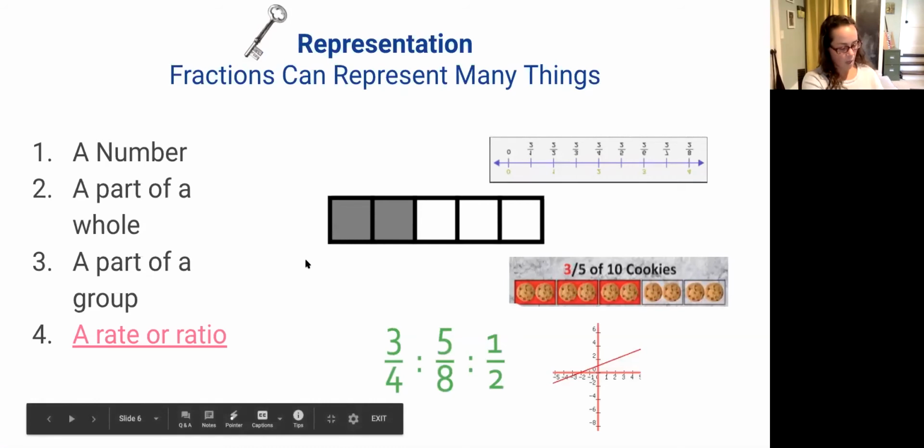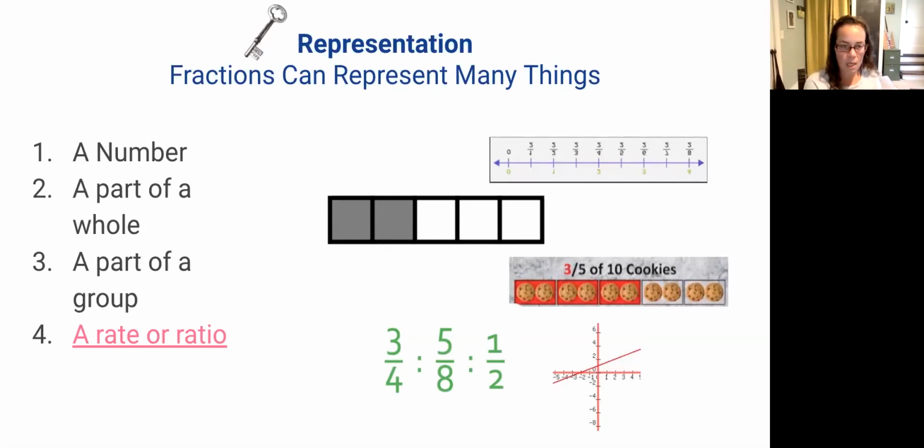So one thing that I always start with my students so that they know is that a fraction can represent many things. And that in and of itself can be a really tricky thing for them to start to think about. One of the main things that a fraction is that it's a number. So a fraction is a number and it has a specific value on the number line, a specific place on the number line.